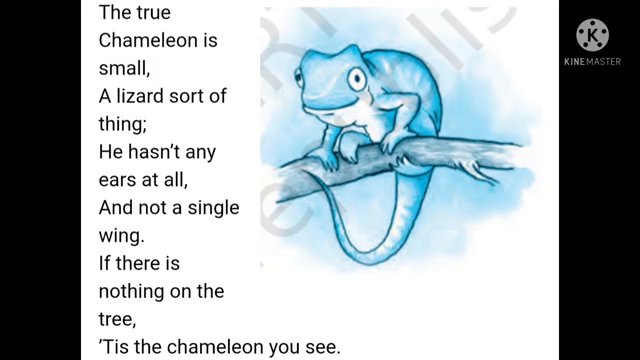The last answer goes like this. The true chameleon is small, a lizard sort of thing. He hasn't any ears at all, and not a single wing. If there is nothing on the tree, this is the chameleon you see.